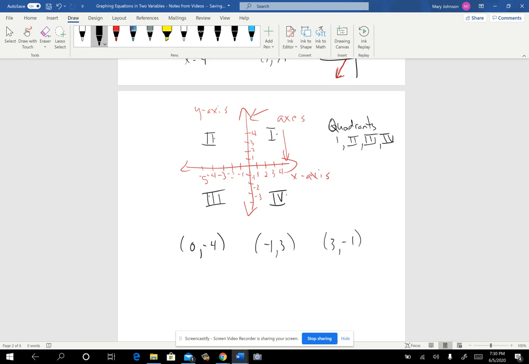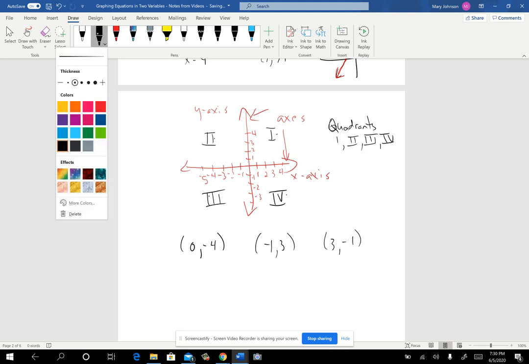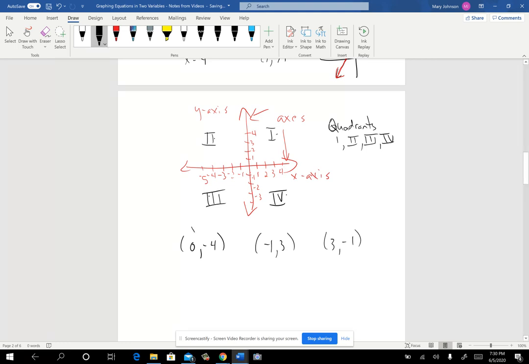All right, so if you plot the point (0, -4), you need to make sure you're thinking about it as an ordered pair. The order the coordinates are in matters. The x is 0, so you don't go left or right. You go down 4. That would be the point (0, -4) right there. I'm going to label that point A. Okay, and then point B, the point (-1, 3), see that shows up in the second quadrant.